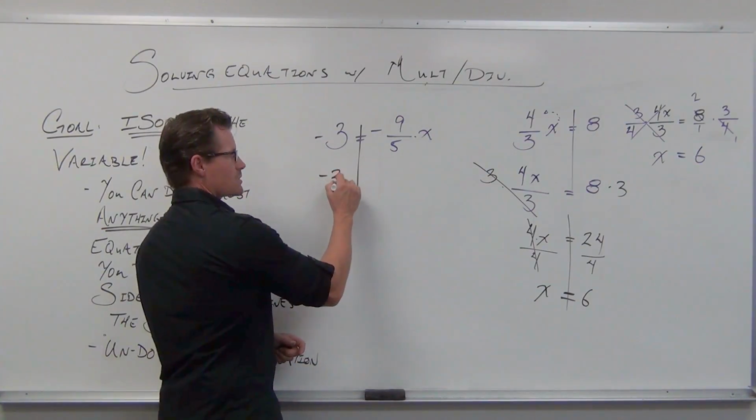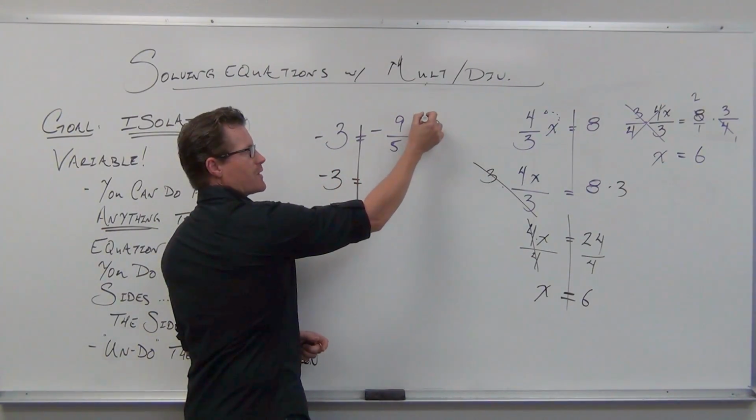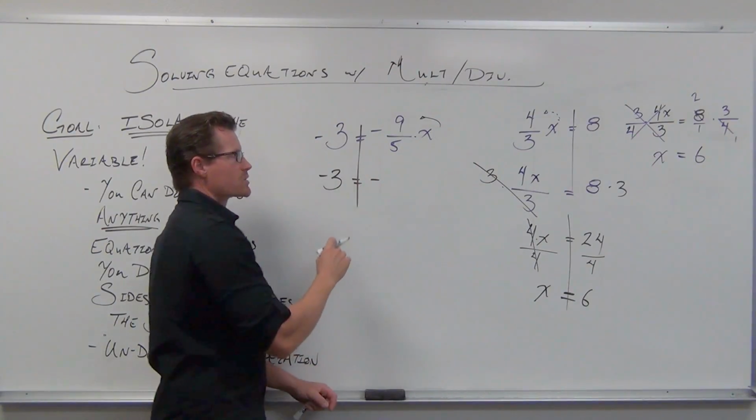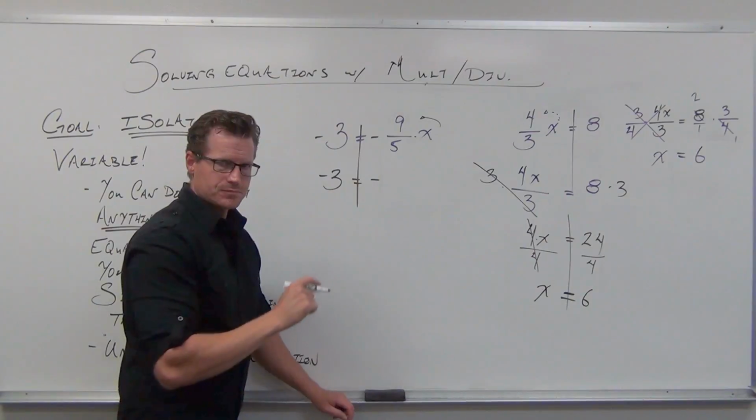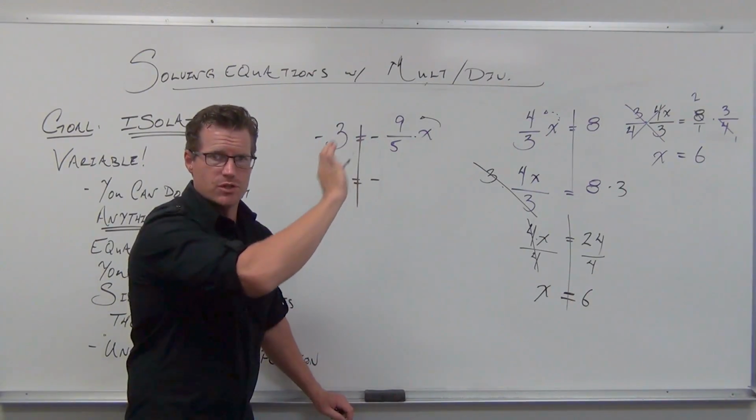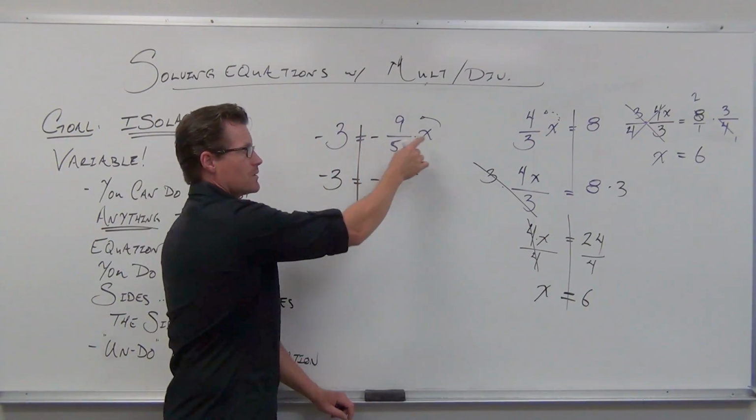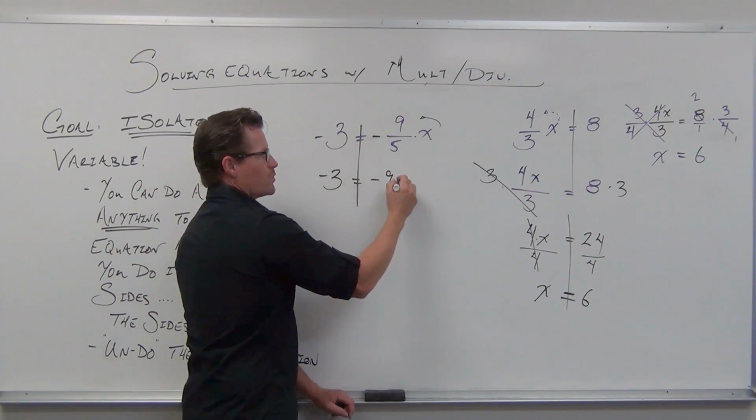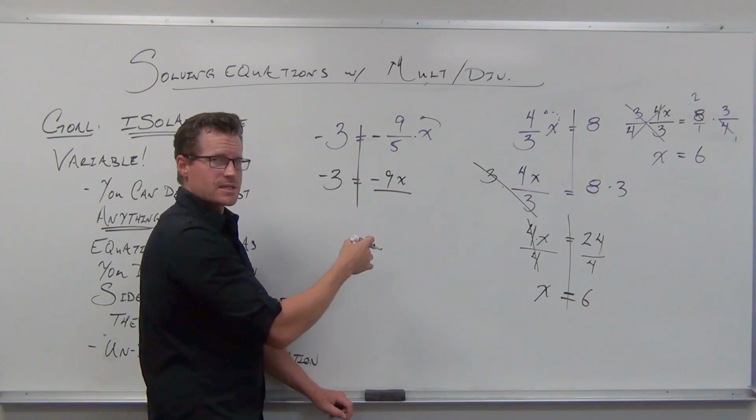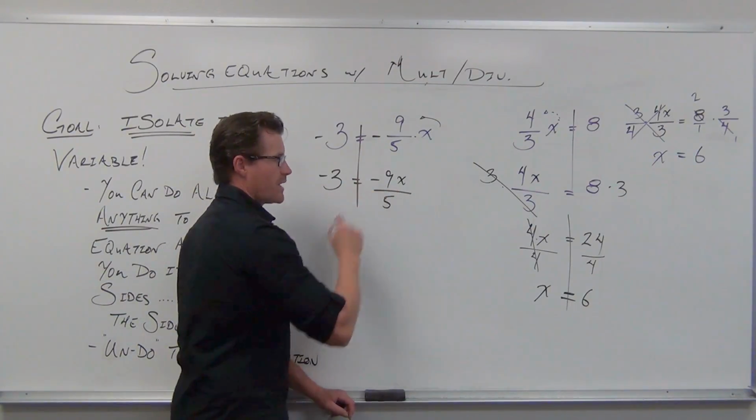Or I could choose to move my variable to the numerator. Also, I want you to look at this. If you have a negative, take that negative and move it to your numerator as well, okay? Take your variable to the numerator, take your negative and move it to the numerator. So I'd be thinking about this as negative 9x divided by 5.